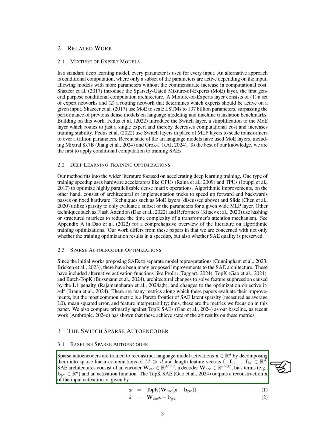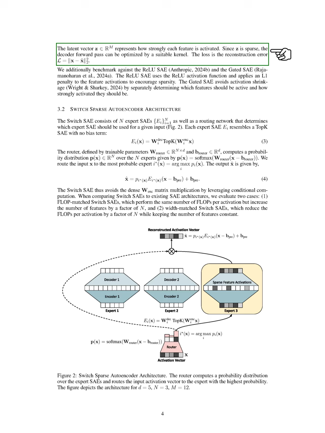We break these down into sparse combinations of multiple unit-length feature vectors. The SAE architecture includes an encoder, a decoder, bias terms, and an activation function. The top-K SAE produces a reconstruction of the input activation, and the latent vector indicates the strength of each feature's activation. Since this vector is sparse, we can optimize the decoder's forward pass effectively.